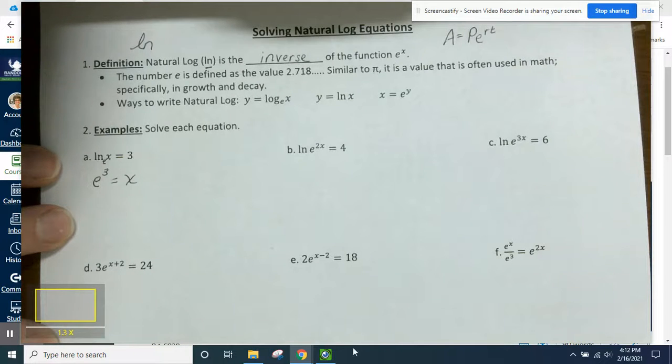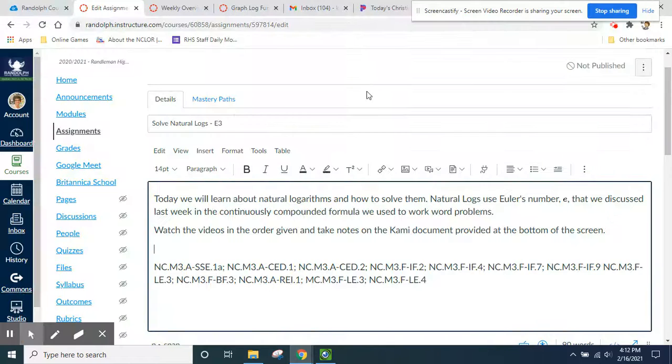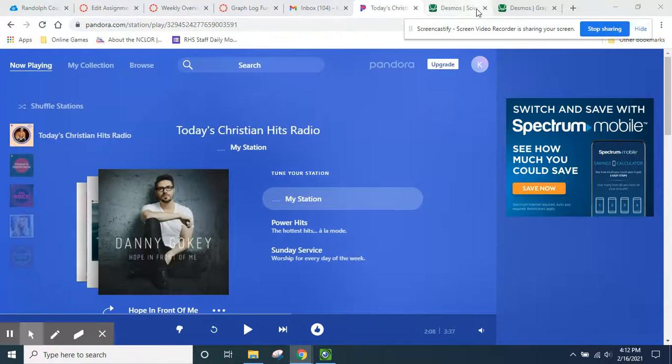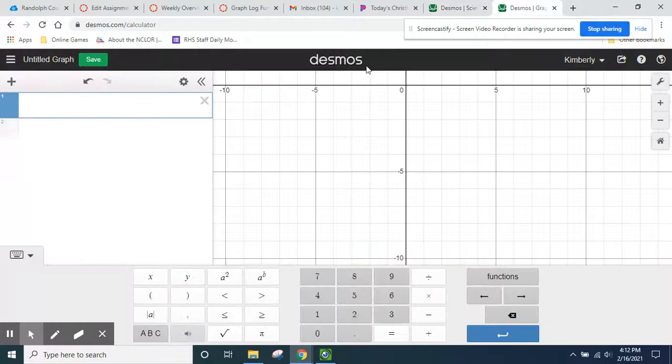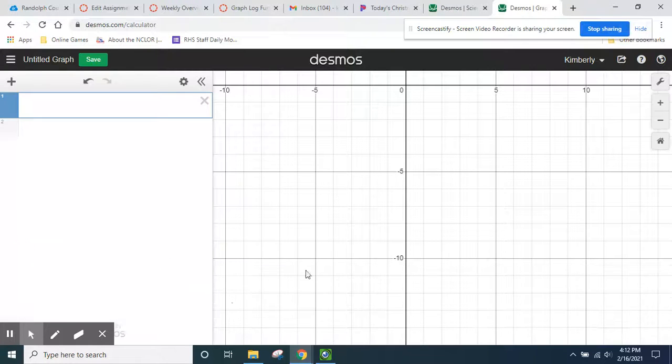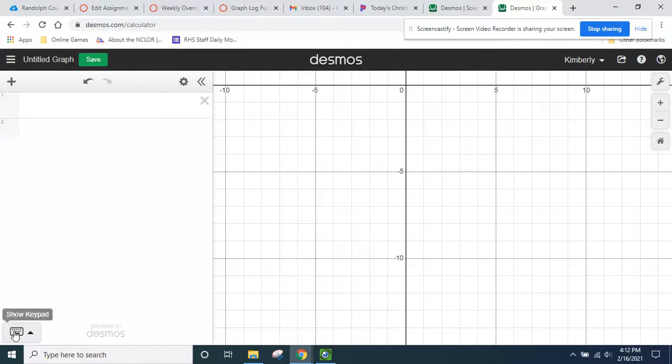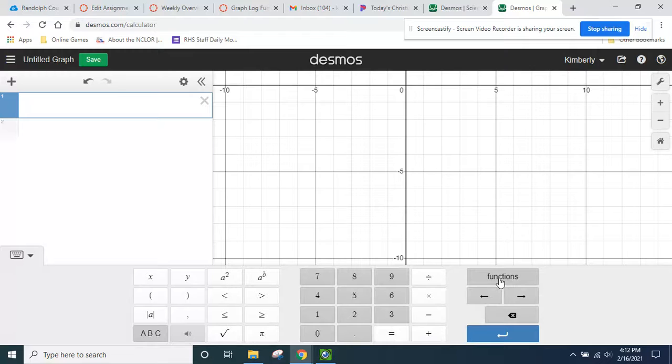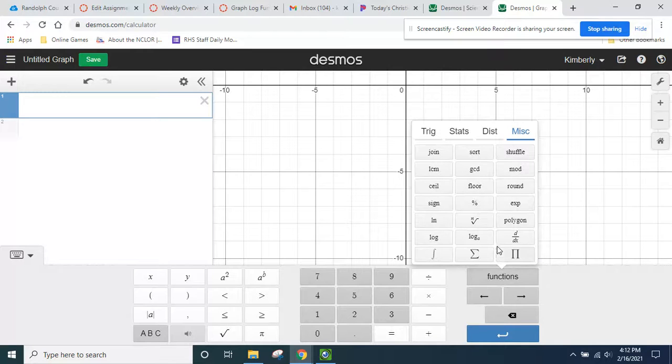Well, then it becomes a calculator problem. So let's go to Desmos here. Let's go to the Desmos graphing calculator, and we're going to punch in e cubed. If you don't have this pulled up, if you go down here and you do this keypad and you click on functions, you can see here, let me find the e function.